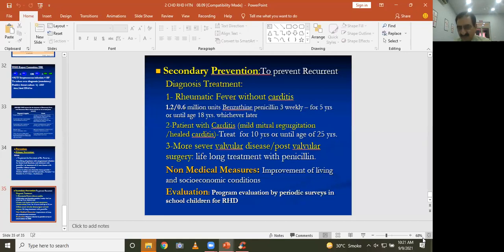And then, of course, you implement all these measures and get them treated. And then again, after a few years, you can evaluate your program, whether the treatment you are giving, or the control measure you are taking, or the solutions are working or not.